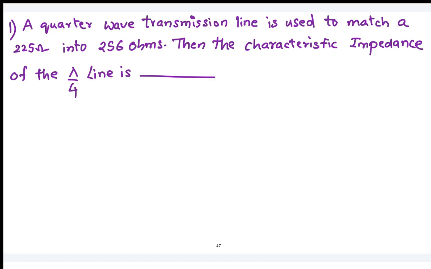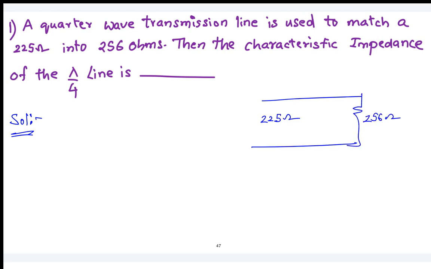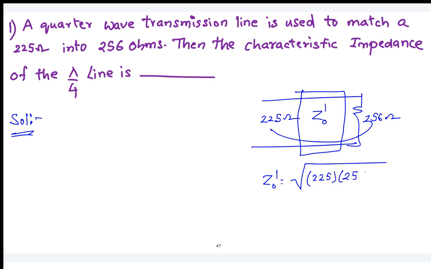So first, this question, you can see that and tell me the answer. This is a question related to impedance matching. There is a transmission line of 225 ohms terminated with 256 ohms. What should be the lambda by 4 line characteristic impedance in order to match these two? So reply, what is the answer? Z0 prime is equal to root over 225 into 256. You are going to get 15 into 16, so that will be 240 ohms.